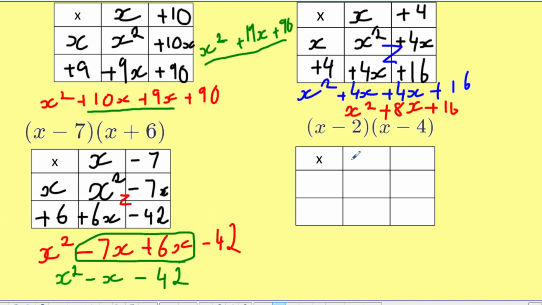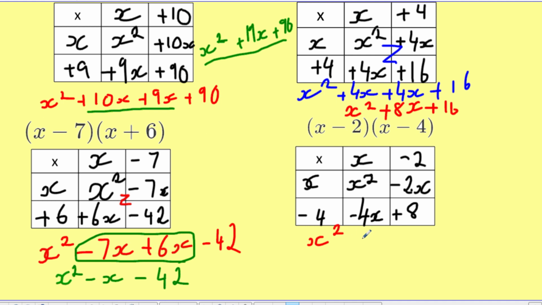Again, we've got minus 2, x here, minus 2, x here, and minus 4 there. X times x, x squared. X times minus 2 is minus 2x. X times minus 4, minus 4x. And minus 4 times minus 2. Remember, two negatives, when multiplied together, give us a positive. So it's going to be positive 8. So our answer we have is x squared minus 2x minus 4x plus 8. Okay, just going to tidy this middle part up again.